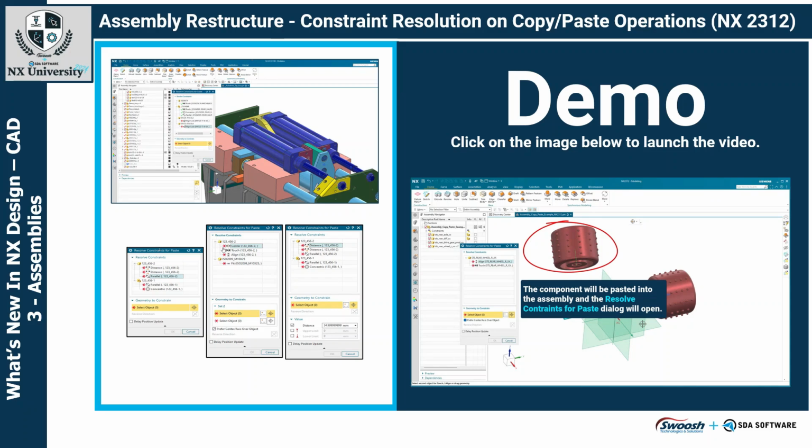That is the assembly restructure constraint resolution on copy-paste operations introduced in NX 2312. This is also available in 2406 and 2312. You do have to turn on the early access feature for this capability.